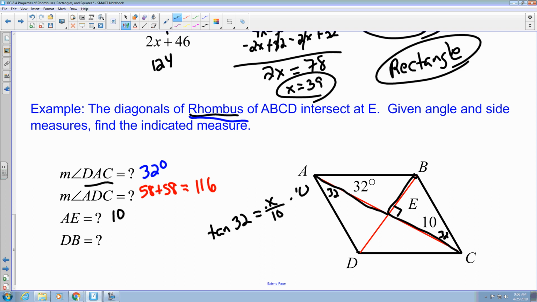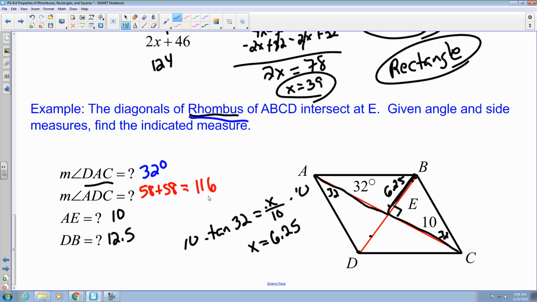All right, so multiply both sides by 10. So I have 10 times the tangent of 32, which gives us our value of x, which is roughly 6.25. And then they wanted to find DB, which is the whole thing. So it's going to be 6.25 times 2, which gives us about 12.5.